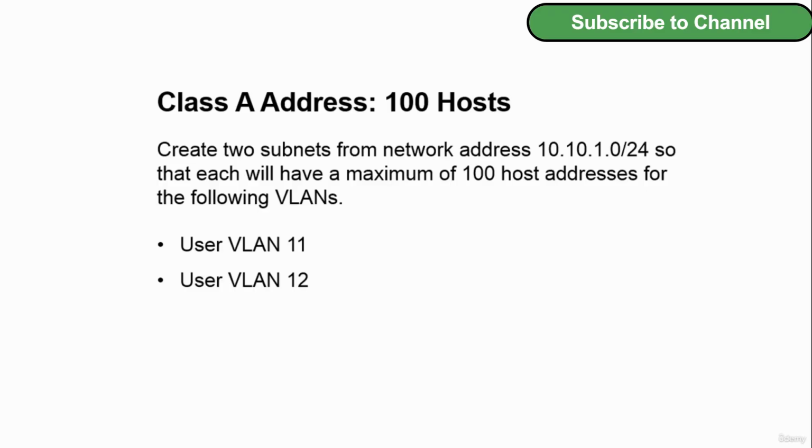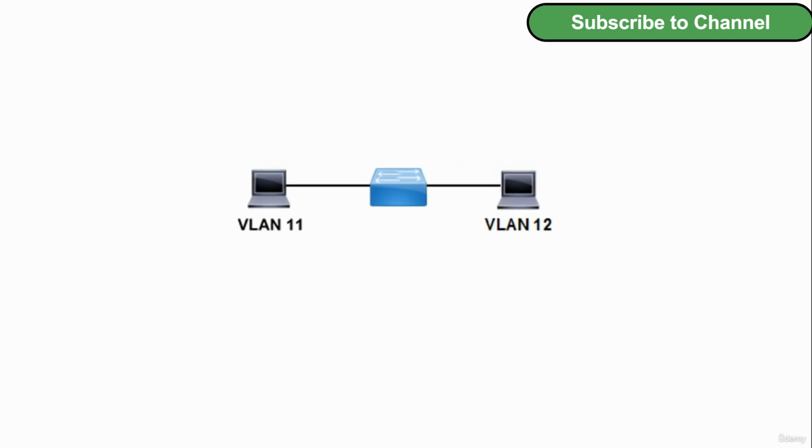So in this example, this is a Class A address. This is the second example in this series of Class A addresses I'm going to subnet. And I'm going from 2 hosts to 100 hosts in this example. I want to create subnets for a Class A address. So I want 2 subnets from network address 10.1.0.0. So each subnet will have 100 host addresses. So there's a user VLAN 11 and a user VLAN 12. So I've got a lot of hosts in this case. I've got 2 user VLANs, 100 hosts each, just 2 VLANs.